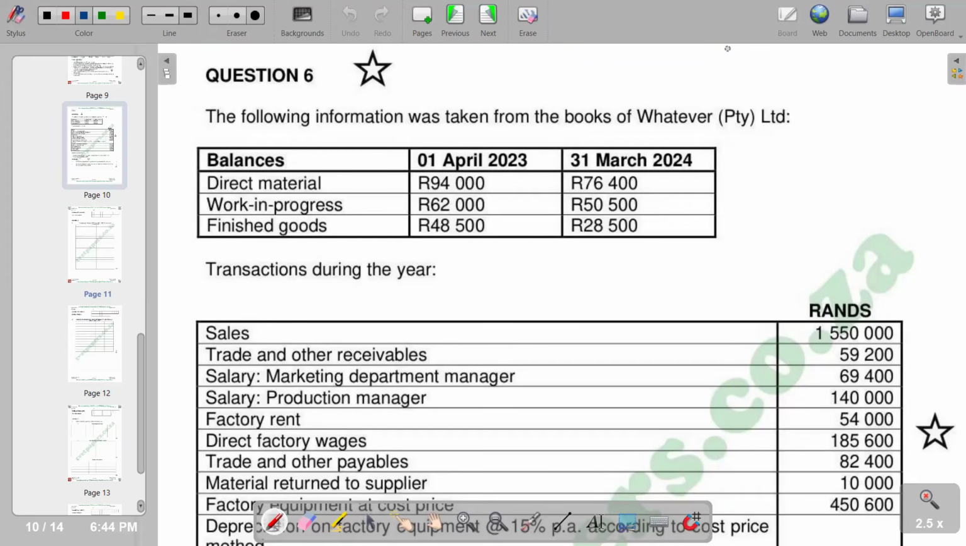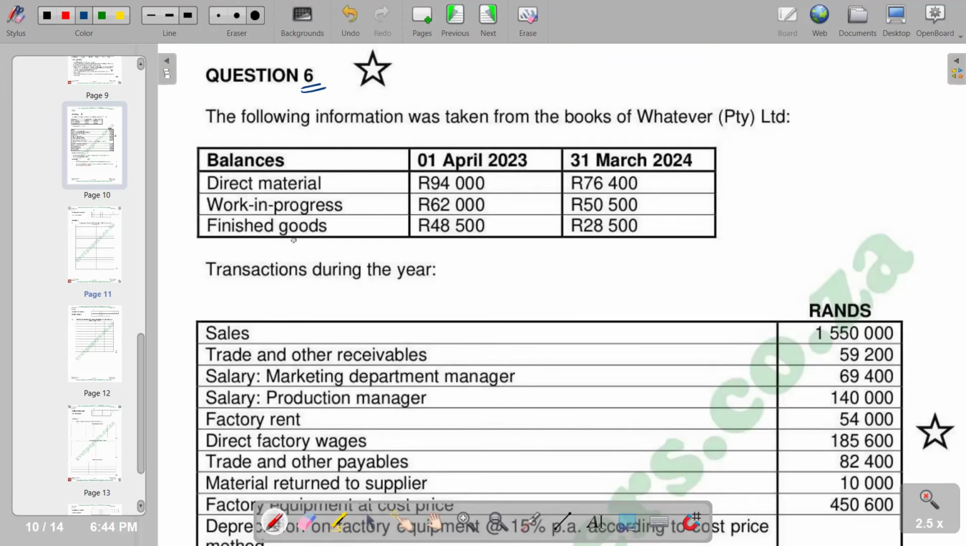Hello there. Welcome back to Cost and Management Accounting L5. So in this video, I want to look at the preparation of the production cost statement. We're given question 6 from the question paper of June 2025. The question reads that the following information was taken from the books of Whatever Private Limited.